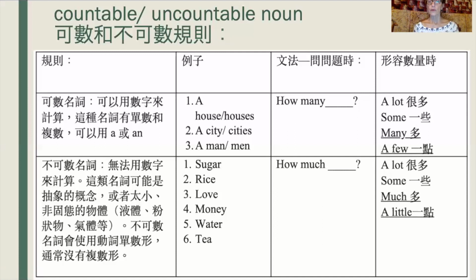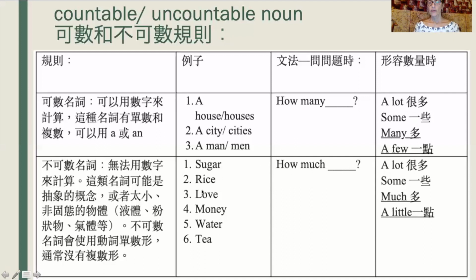The important point when it comes to countable and uncountable, okay, 可以数的 and 不可以数的名词, is when you're asking about the quantity. So for countable nouns, you ask how many, and then your answer could be 1 or 2, 3, 4, 5, a large number, but it could also be these words: a lot, 很多, some, 一些, many, 多, or a few, 一点, okay.